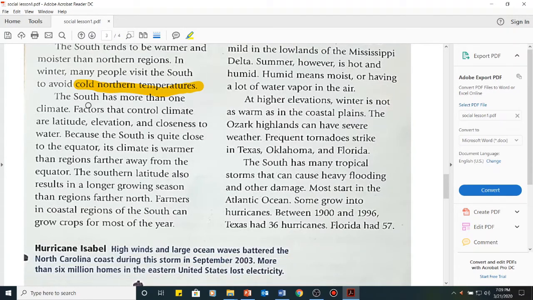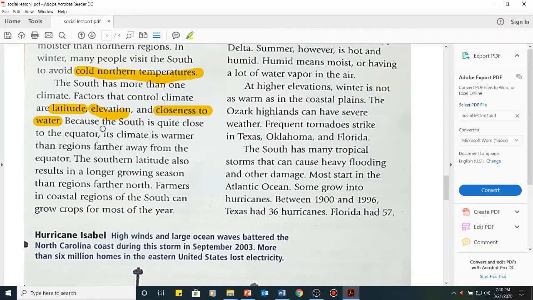Let's continue. The South has more than one climate. Factors that control climate are latitude, elevation, and closeness to water. Elevation means how high your area is. If you are far away from water, your temperature is colder. But if you're near water, like the Pacific Ocean, Indian Ocean, or Atlantic Ocean, your overall climate will be warmer. So that's closeness to water.